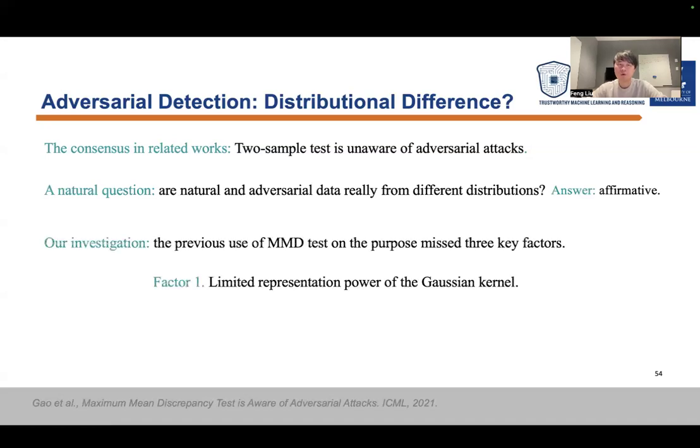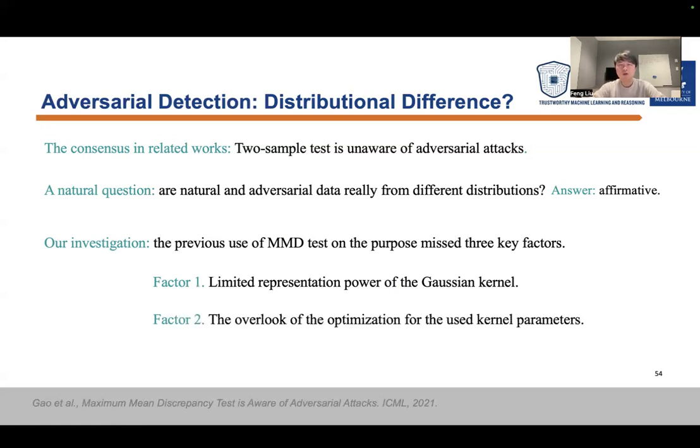And the previous work did something wrong when they used the two-sample test. The previous work used the MMD test. MMD is just one representative two-sample test. The failure comes from three key factors. Factor one, the limited representation power of the Gaussian kernel. They use the Gaussian kernel, which has very limited power in the two-sample testing literature.